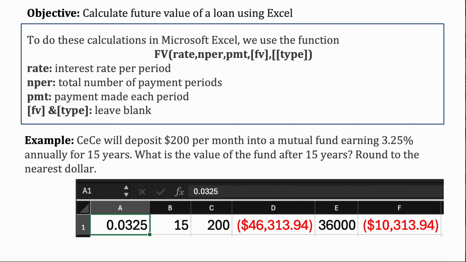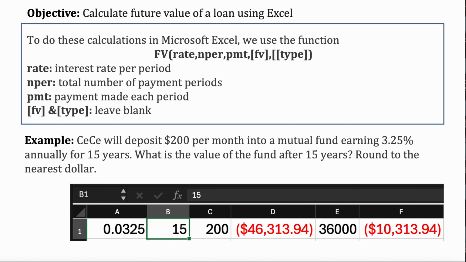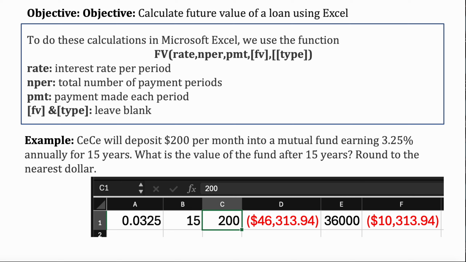Now, I have entered the following into Excel. Okay, so in the A1 cell, I have entered the interest rate, 0.325. So you're going to want to use that interest rate as a decimal. The next thing I entered in the B1 cell is 15. That's the number of years. In the C1 cell, I put the deposit amount, or you can almost think of it as the payment amount. What are you putting into the bank? So I put the 200 in the C1 cell.